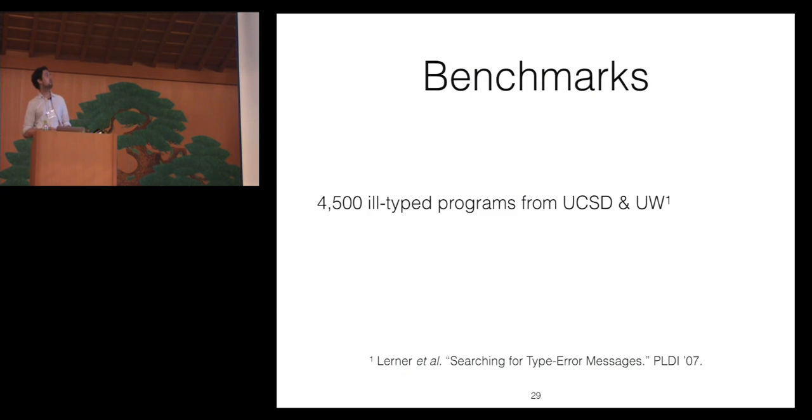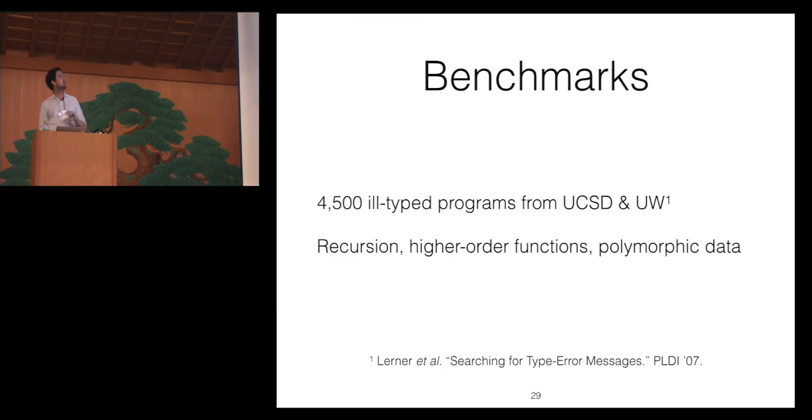To answer the first 2 questions, we looked at a set of 4,500 ill-typed programs taken from students at UC San Diego and University of Washington. The programs encompassed recursion, higher order functions, polymorphic data types, all the sorts of things you would expect to find in an introductory functional programming course. These were student programs, of course, so they were on the small side. The largest one was around 300 lines of code.